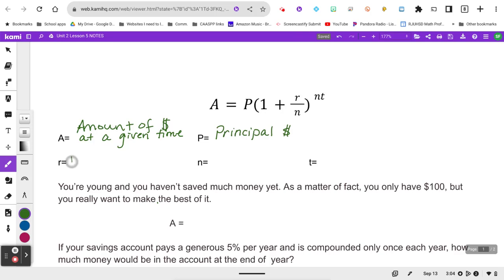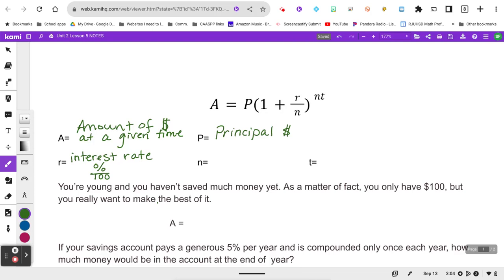R is your interest rate. And we want this as a decimal. So if you're given it as a percent, you're going to divide it by 100, or you're going to move your decimals 2 places to the left.